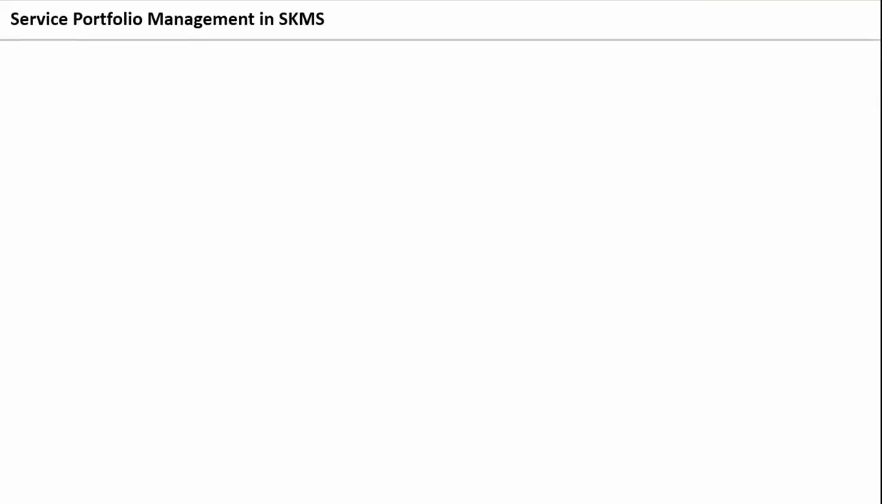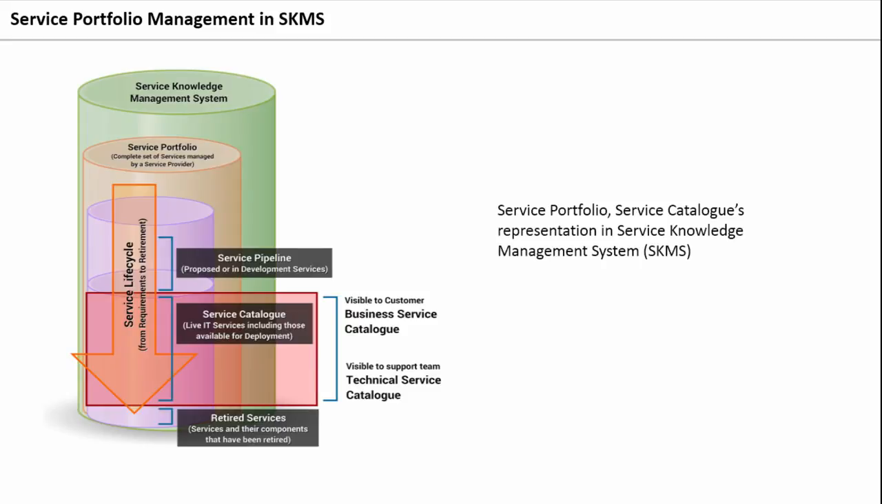Service portfolio management in SKMS. Here is the figure that shows the service portfolio and service catalogue representation in the Service Knowledge Management System, SKMS. The service catalogue is the only part which is visible to customers. The service portfolio represents all the resources presently engaged or being released in various stages of the service lifecycle. It is a database or structured document in 3 parts.